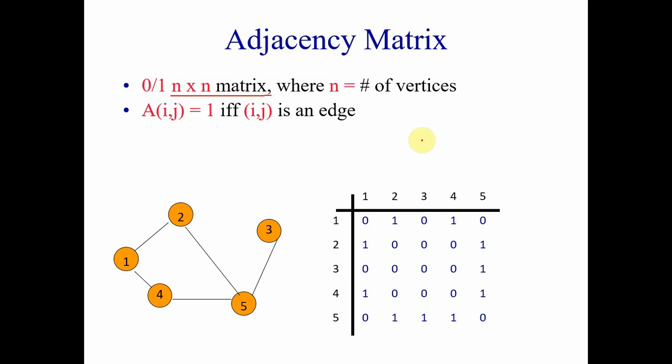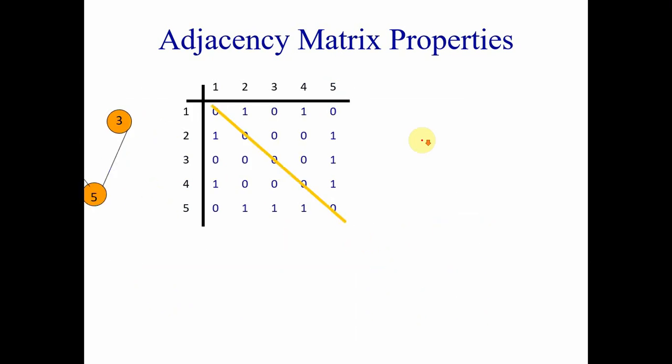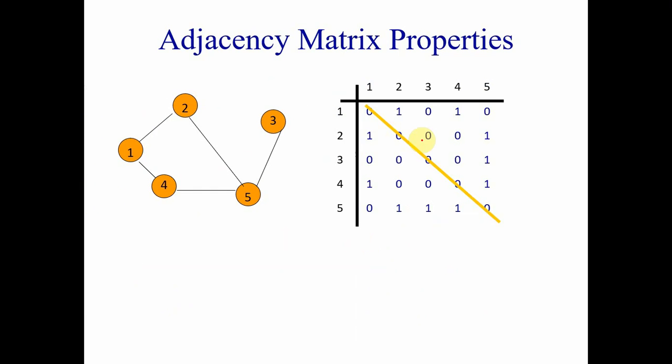So with the matrix here, there are some properties. For example, the diagonal entry must be 0, because, as mentioned, an edge towards itself does not exist for this case.